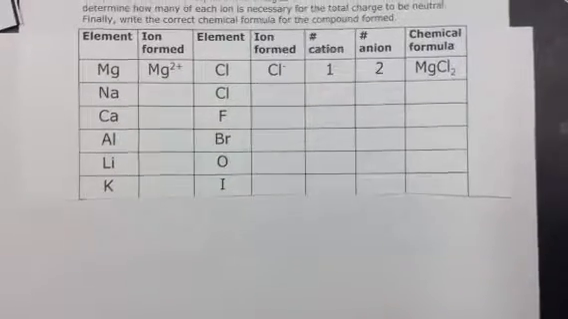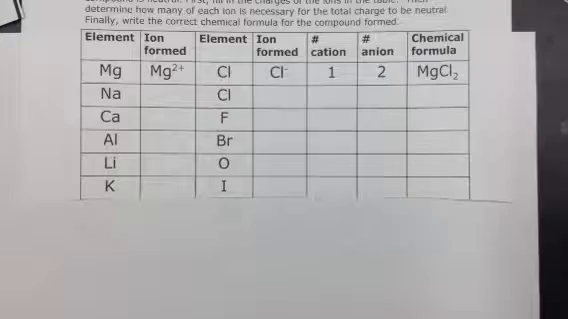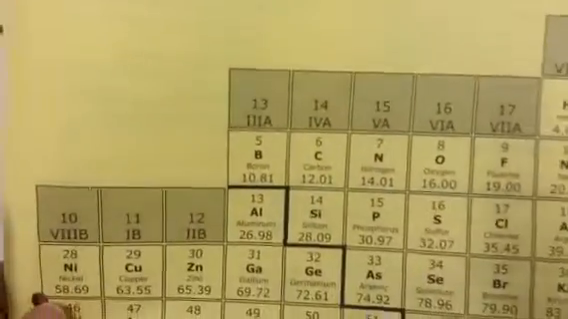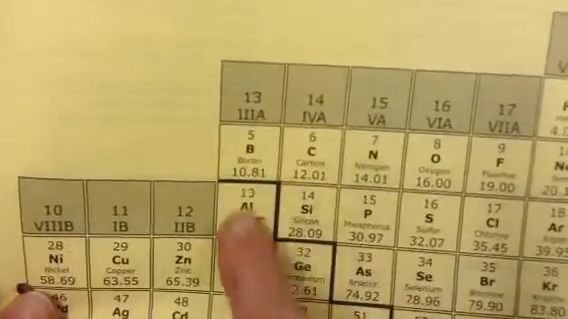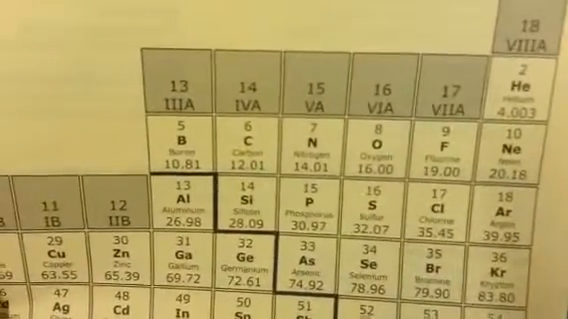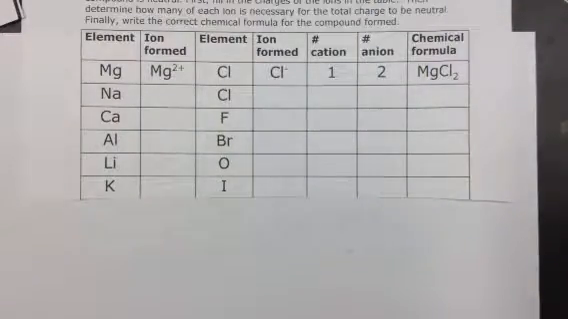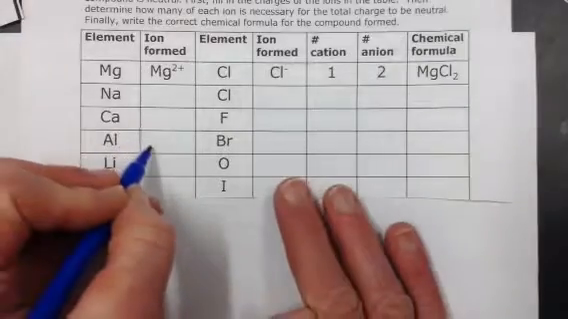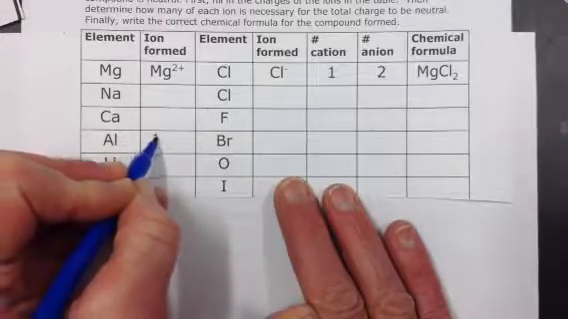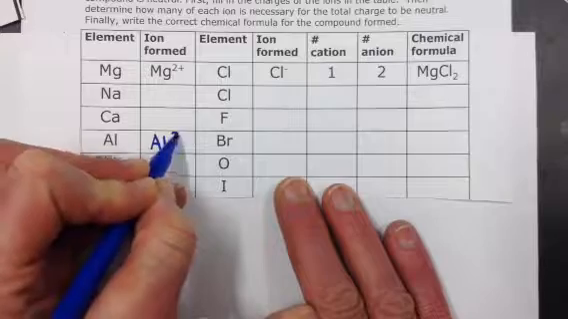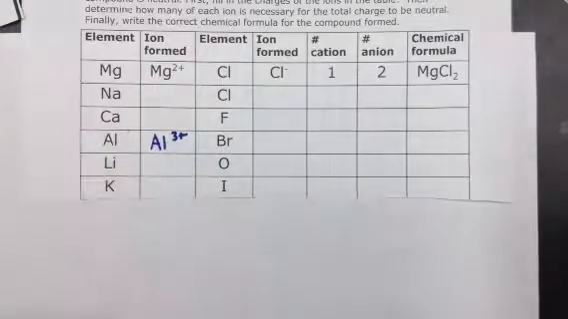Let's do another one of these. Let's look at aluminum bromide. I'm going to look on my periodic table. Aluminum, it's in group 13 or 3A. That means it has 3 valence electrons. In order to make the octet rule, it will tend to give away electrons. So that means it will end up with a positive 3 charge. It will end up having 3 more protons than electrons in order to satisfy the octet rule.